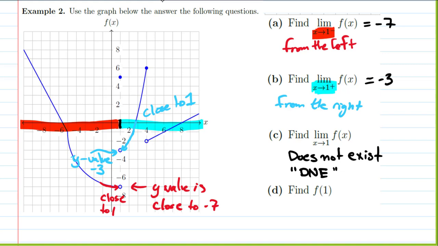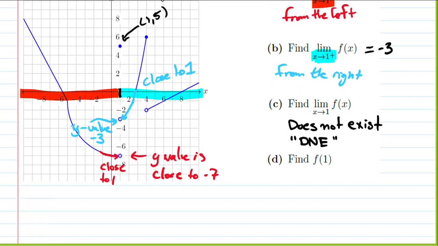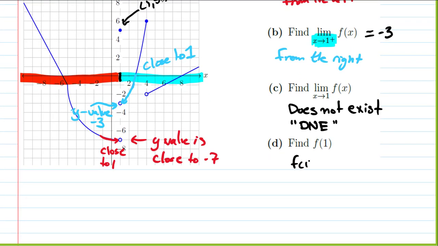Lastly, it now asks us to find f of 1. Well, if I input 1, I have my filled-in dot right here, and that has ordered pair (1, 5). So then f of 1 would be equal to 5, right? So this graph of this function does not have a limit at x equals 1. It has a left-handed limit, and it has a right-handed limit, and the function even exists there and is equal to some other number, say 5 in this case.